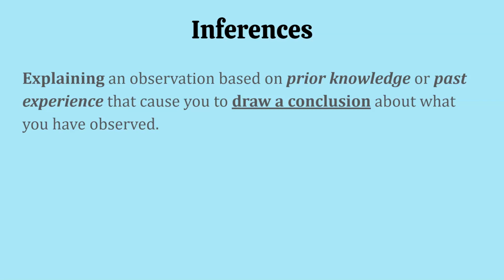Now, inferences, on the other hand, are explaining the observations that we made using prior knowledge or past experiences, and we draw a conclusion about the observation made. We're adding to it. We're not just saying what we're seeing, what we're smelling, what we're hearing, what we're feeling. We're saying more. We're adding more information to the problem here. So let's look at some options here that we can see.